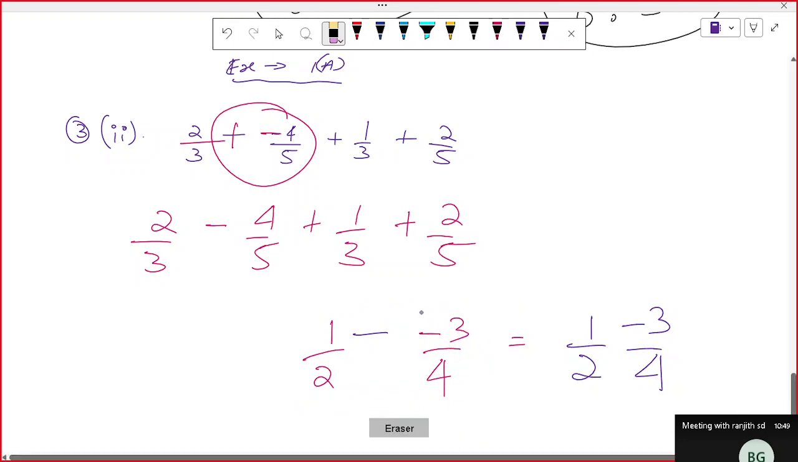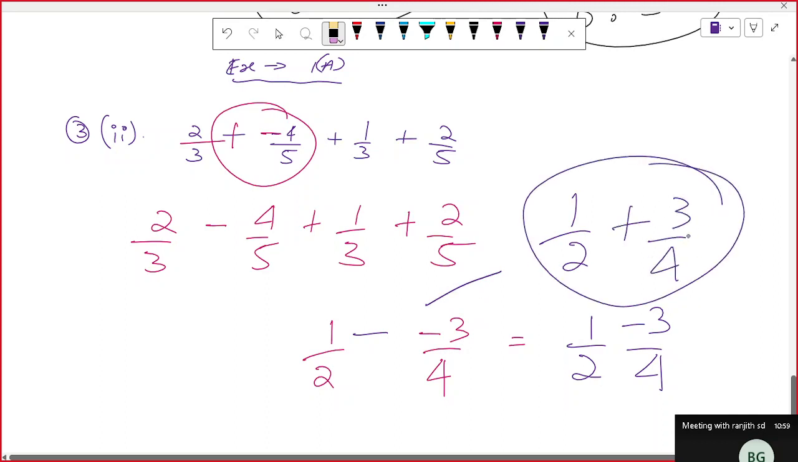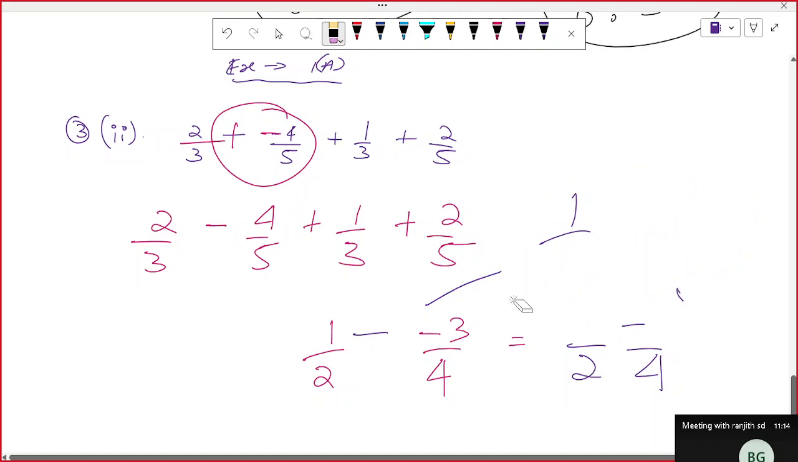Yes. The actual thing is 1 by 2, minus into minus is plus 3 by 4. So don't ignore anything. Multiply. Multiplication is very simple. Minus into minus is plus. Plus into plus is plus. You know all those rules, right? Yes, sir. Okay, fine. What's the LCM for this?